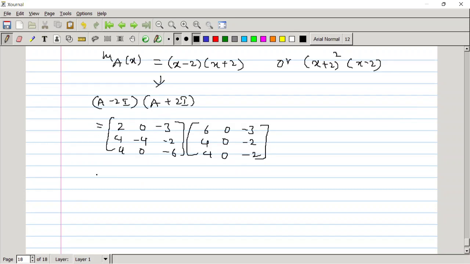Do the product, and we get that this is 0. You can see that all entries become 0. Let me write the values also, then we can observe: 12 minus 12 is 0, minus 6 plus 6 is 0, and 24 minus 16 minus 8 is 0.